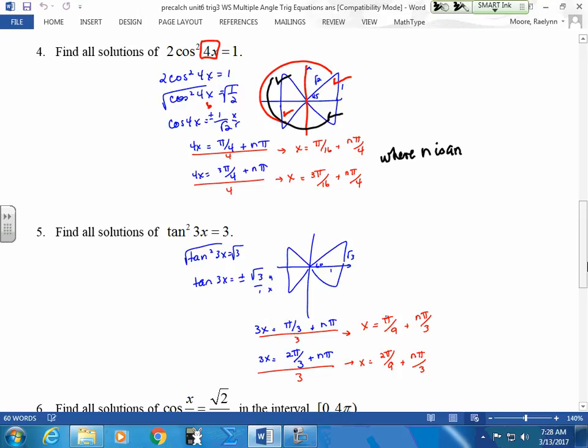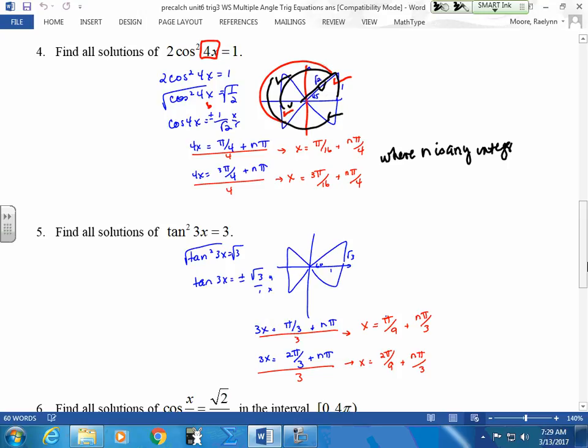Yes. Would it be 2n pi? Well, no, because again, I'm only going from here to this one. If you did 2n pi, did you do all 4? Gabby, did you do all 4 plus 2n pi?